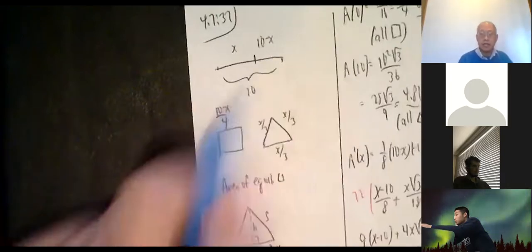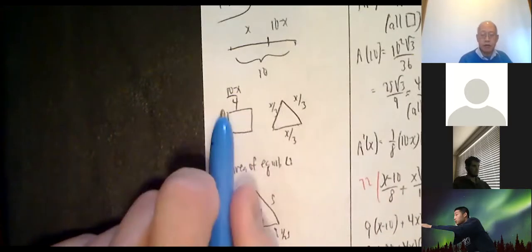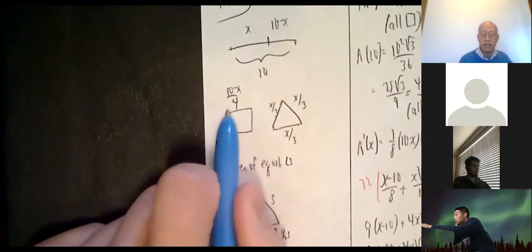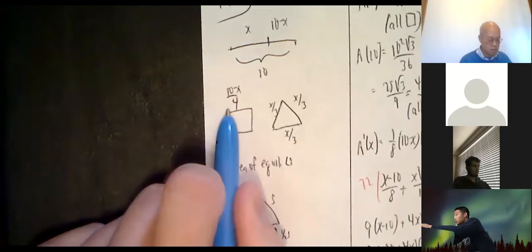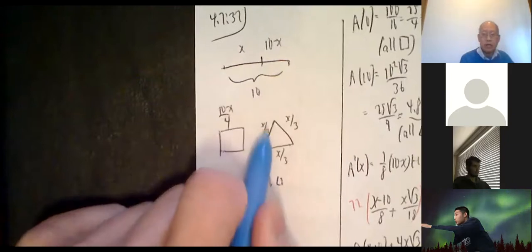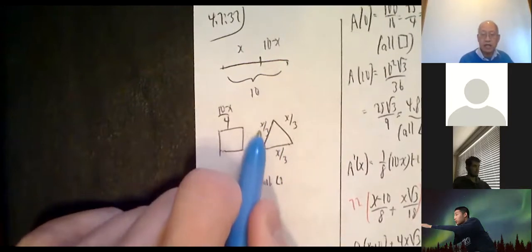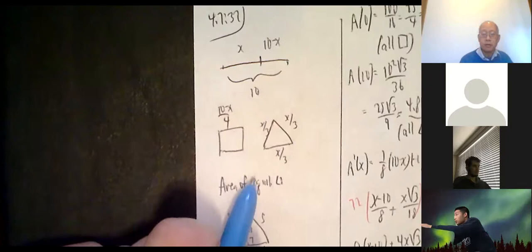I'll take the 10 minus x, bend it into a square, which means each side is 10 minus x over 4. x, I bend it into an equilateral triangle, which means each side is x over 3. Is that all right?